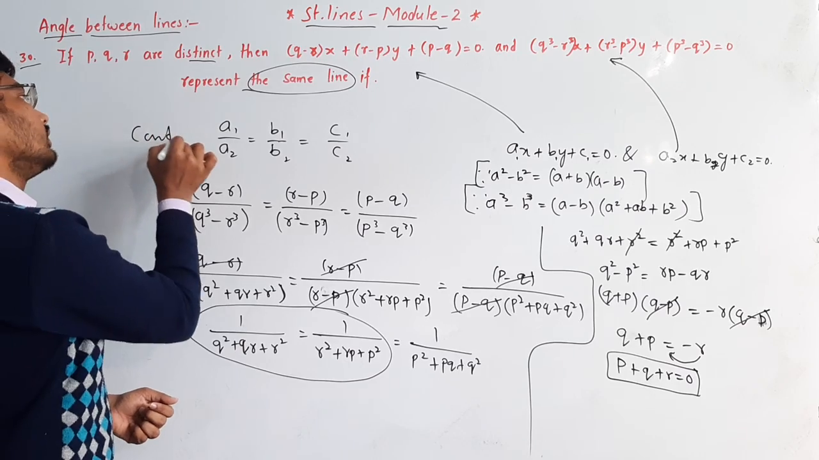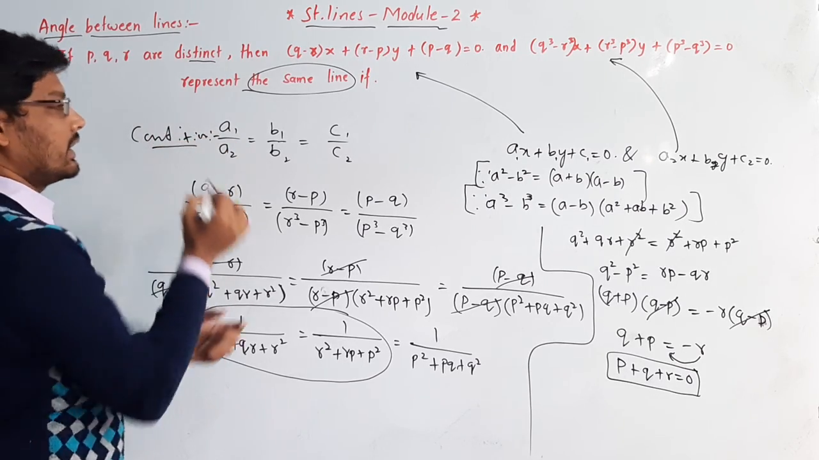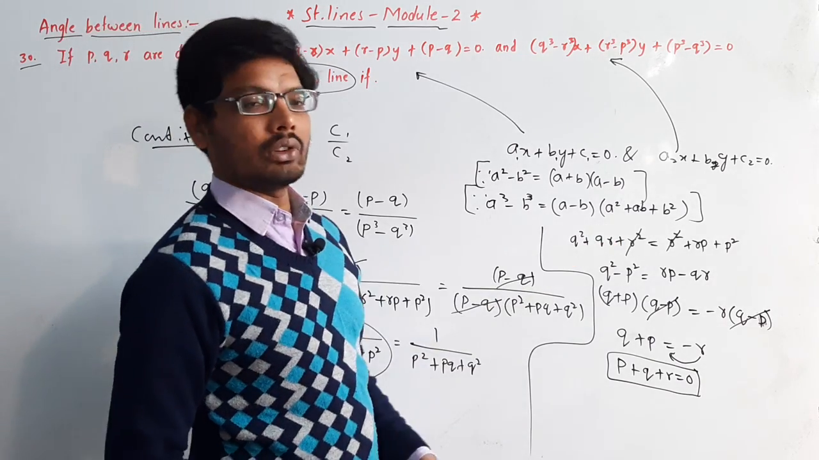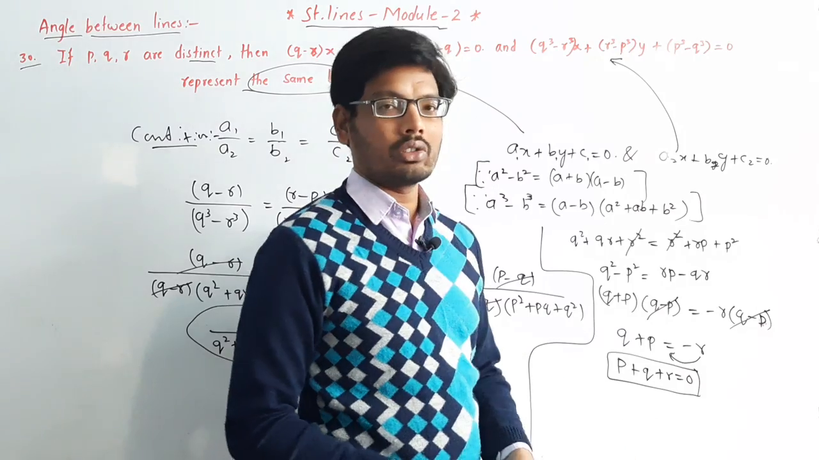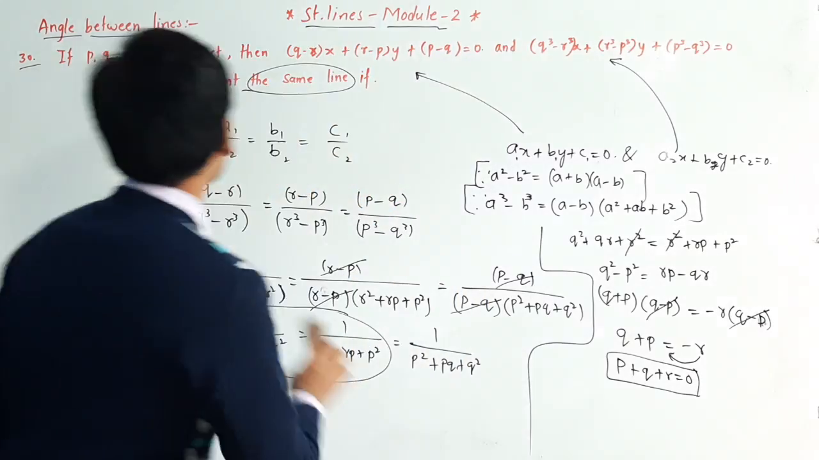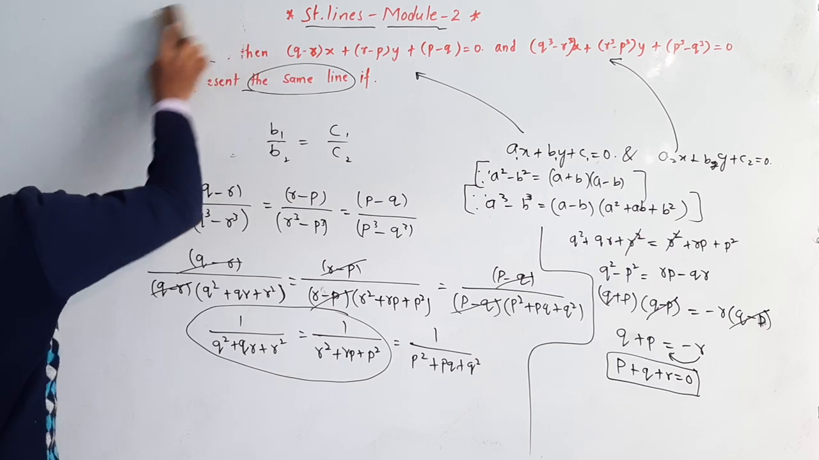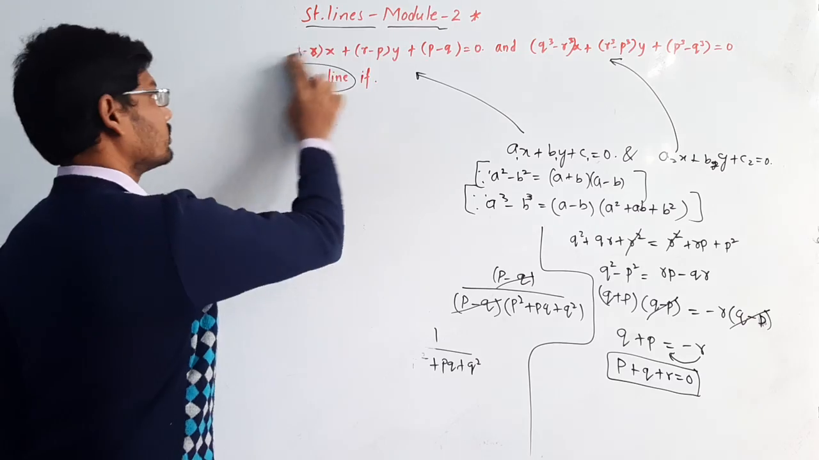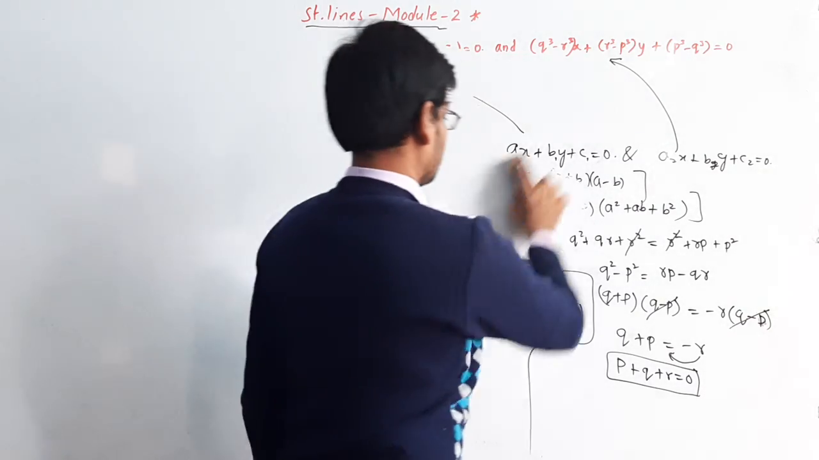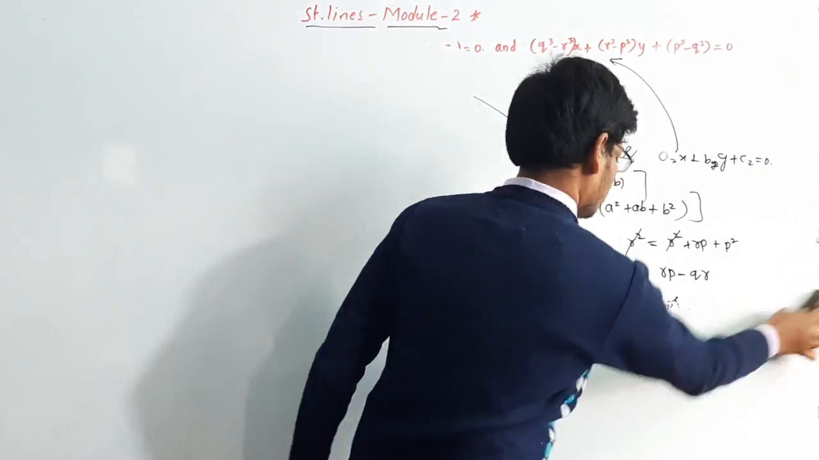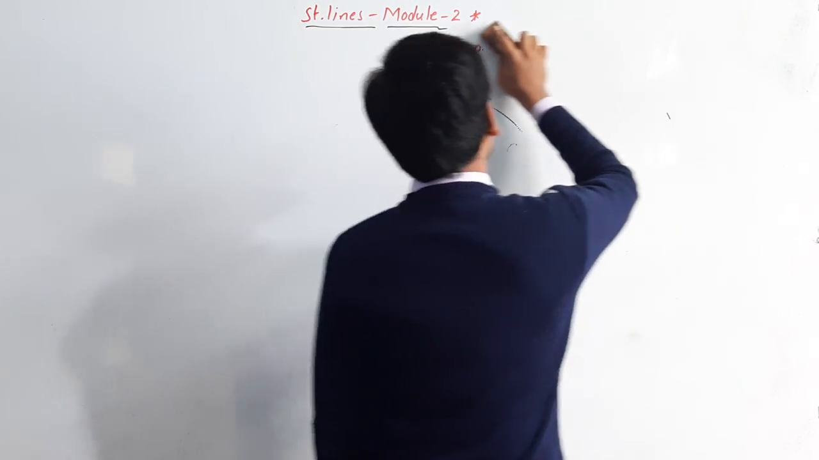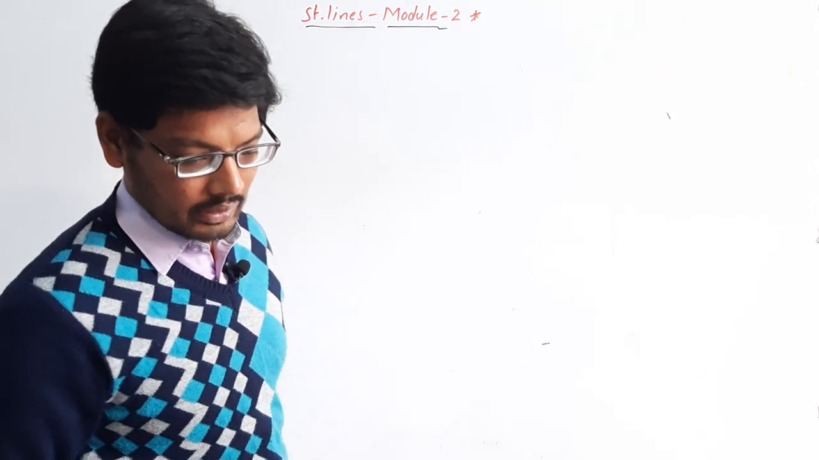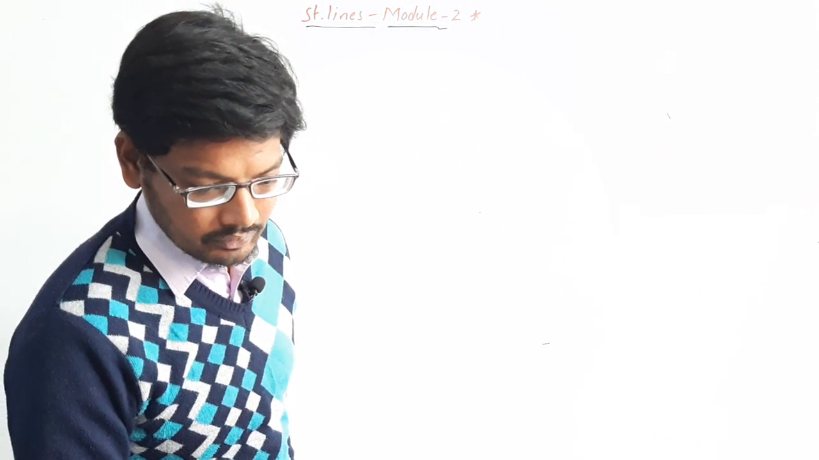This is the condition, and according to this condition, I am substituting the values of these straight lines here. After solving this one, we will get the solution of this condition: p plus q plus r is equal to 0. Understand the question before solving the question. And the next question is question number 35.